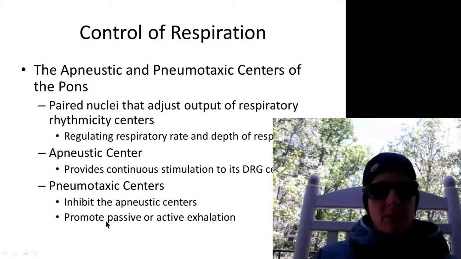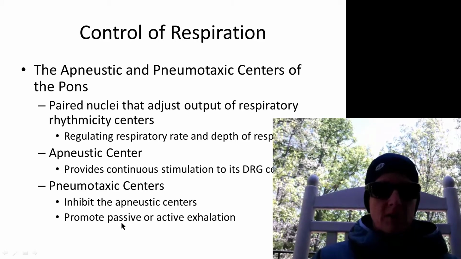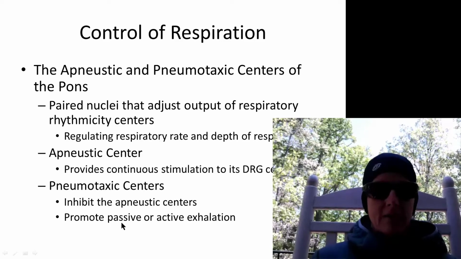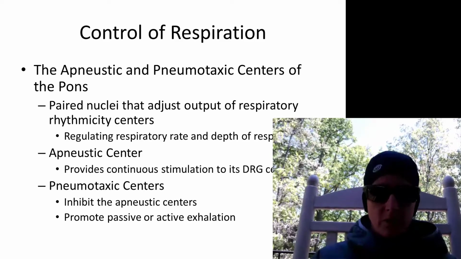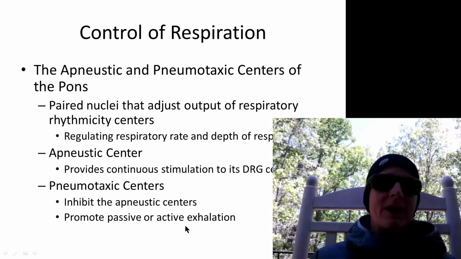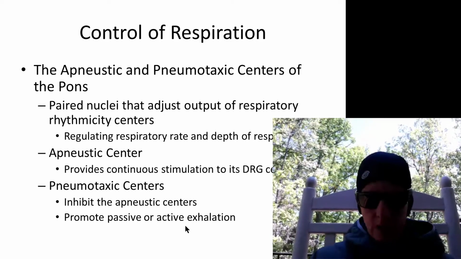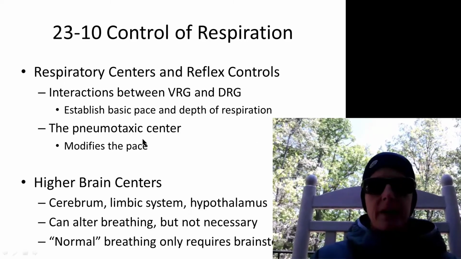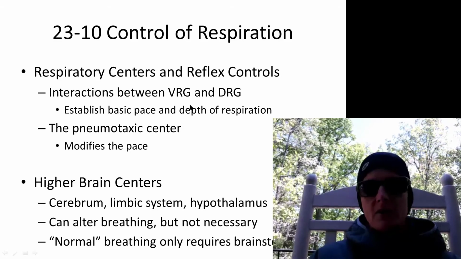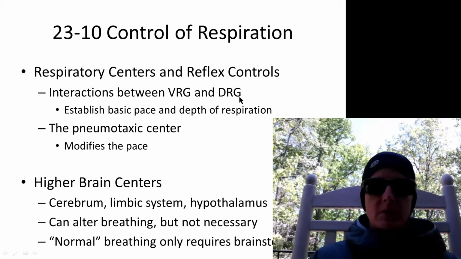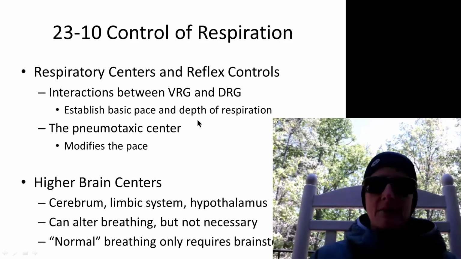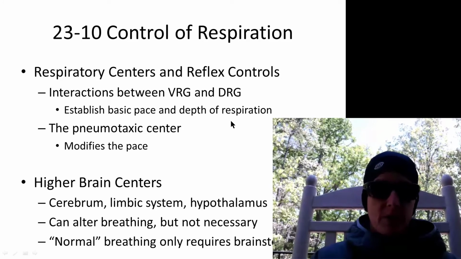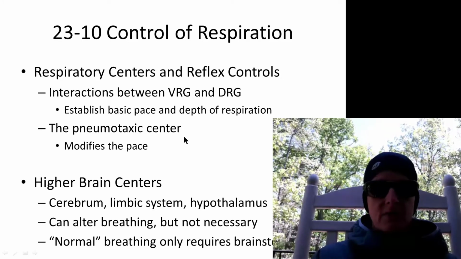So sometimes the exhalation is passive, and that's just simply inhibiting the diaphragm and the external intercostals or any of these inspiratory muscles, or it can be active where it promotes the activity of some of our accessory muscles that will further constrict the space in the thoracic cavity. All right, so we're going to have interactions, obviously, between the ventral and dorsal respiratory groups that's going to establish the basic pace and depth of the respiration, and the pneumotaxic centers are going to modify that.